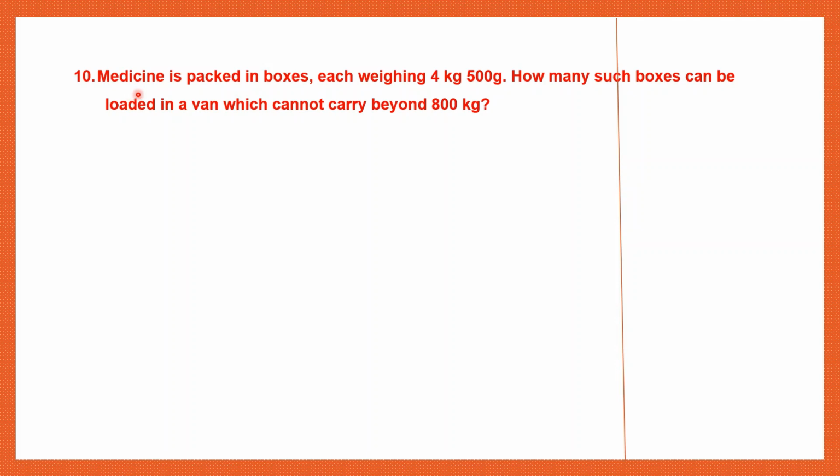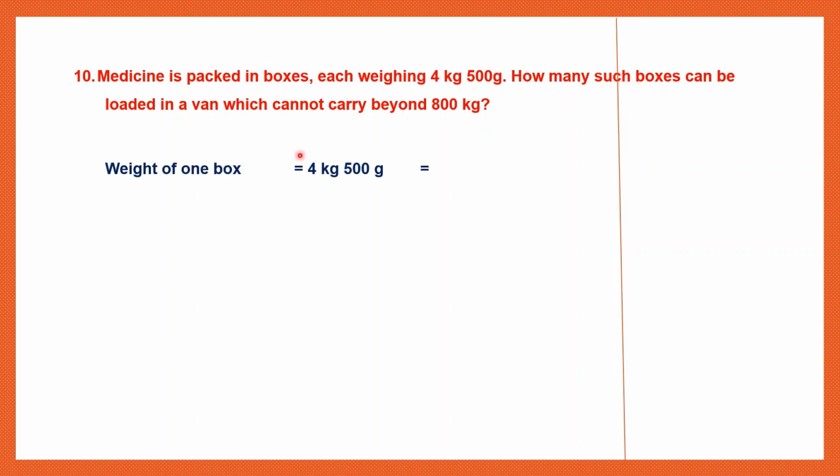Question 10. Medicine is packed in boxes, each weighing 4 kilograms 500 grams. How many such boxes can be loaded in a van which cannot carry beyond 800 kilograms? So we're talking about medicine that is packed in boxes, and the weight of each box is 4 kilograms 500 grams. And these boxes are loaded in a van which cannot carry more than 800 kilograms. Now we need to find out how many boxes can be loaded in the van.